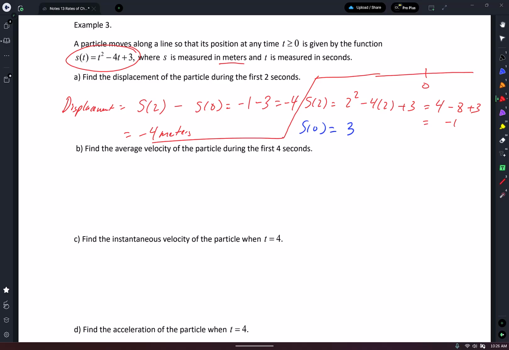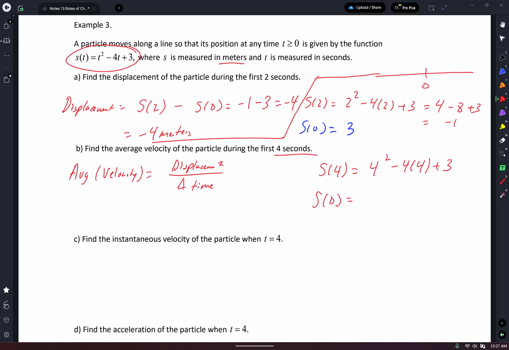Okay. Find the average velocity of the particle in the first 4 seconds. Okay, let me write the formula for average velocity. This is what you did in physics. Average velocity is equal to displacement divided by the change in time. You guys remember that from physics, right? All right, so here we go. If they wanted the first 4 seconds, I need S of 4. S of 4 equals 4 squared minus 4 times 4 plus 3. And I need S of 0. S of 0 is 0 squared minus 4 times 0 plus 3. So it looks like it is 3.